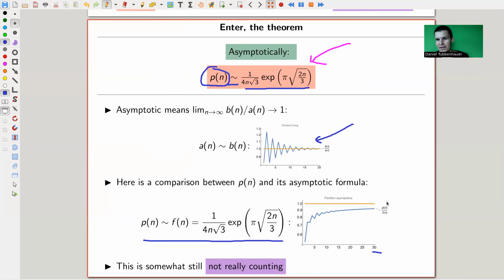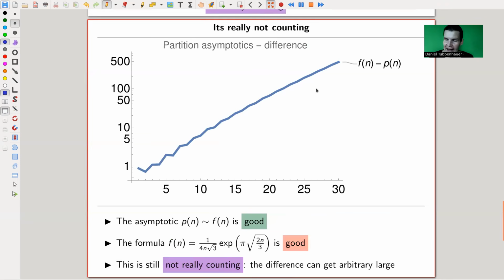It counts the difference. So asymptotically, if you're interested in roughly how big p of a million is, this formula will do the job for you. But it will be off by quite a bit. So it's still not doing the count, right? To count or not to count. And it's really off. But asymptotics are usually off by a lot. So it says that the ratio converges, but it doesn't say anything about the difference. And the difference indeed gets arbitrarily large.